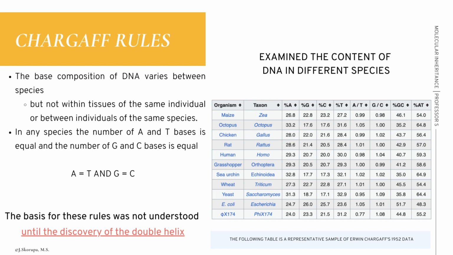Now, what about within tissues of the same individual? Within humans, our muscle tissue and our bone tissue and our neural tissue all have the same DNA in the cells. It's just that different genes are expressed in different tissues. And we know this. So his first rule, checks off.